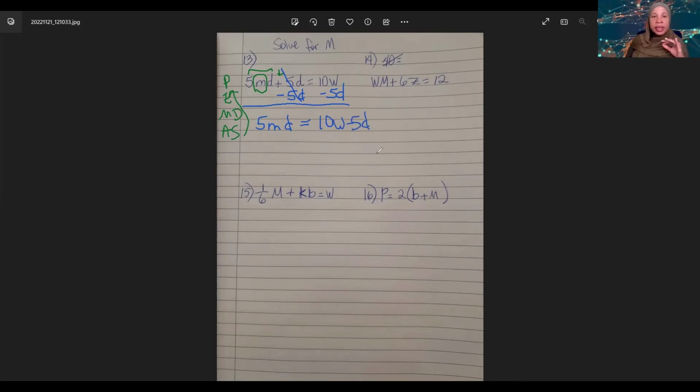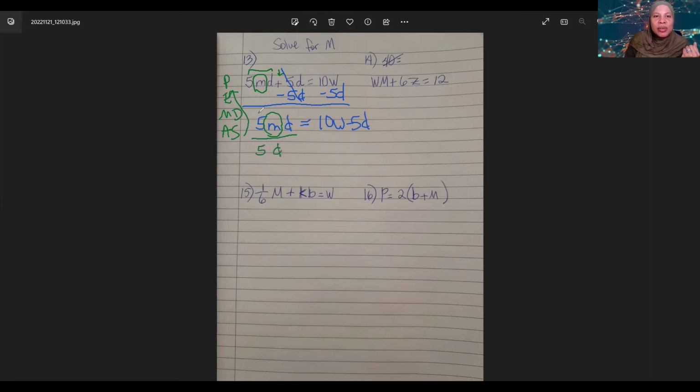Okay. Now, I'm still trying to get M by itself, so I'm going to leave the M alone. Now, what's attached to the M? 5 and D. What are they doing to M? They attached with no signs in between, so that's multiplication. So what do I want to do? Right, division. Now, you can do one at a time, but since the numbers are both attached, you can just go ahead and divide both of the numbers through at the same time.